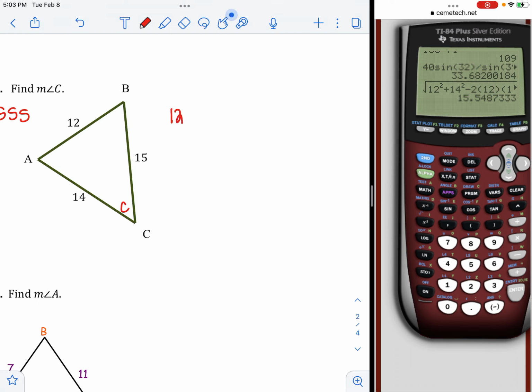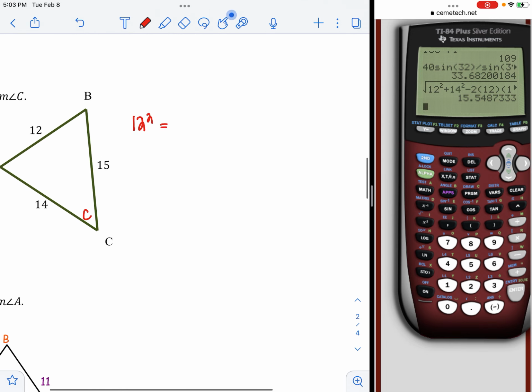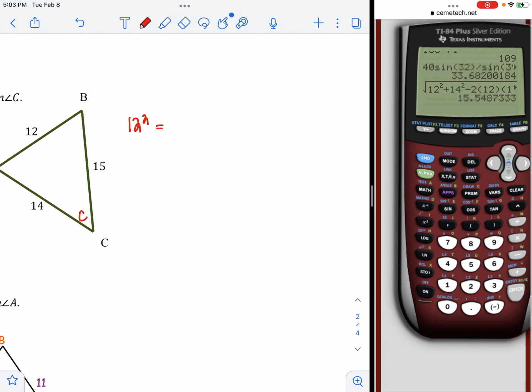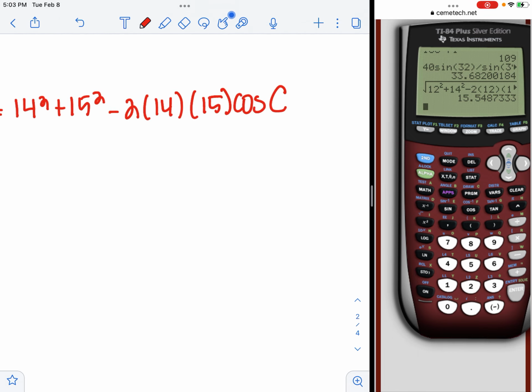So I'm going to write down side C squared. So that's 12 squared equals. Once again, try not to use the formula. Think of what comes next. The other 2 sides squared, 14 squared plus 15 squared, minus 2 times 14 times 15 times the cosine of angle C, which is what we're solving for. All right, now I need to solve for angle C. If you look at angle C, it is definitely not easy to get by itself. Well, it's not one step like square rooting.